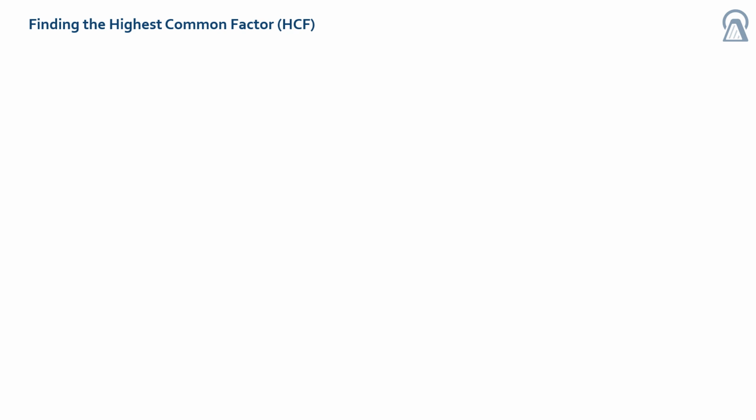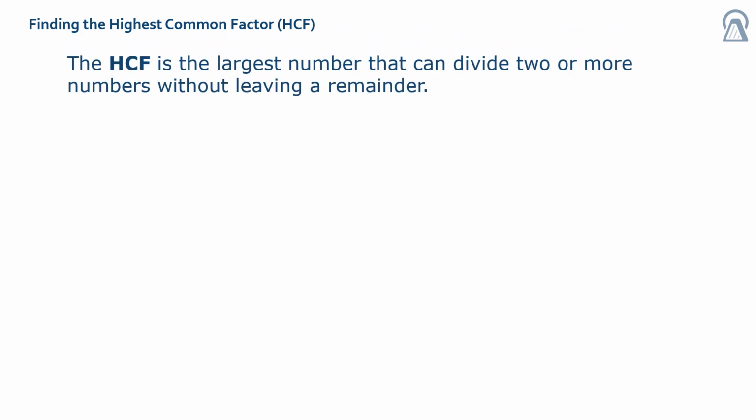Now that we know the difference between a factor and a multiple, let's move on to finding the highest common factor, often referred to as HCF. This is the largest number that can divide two or more numbers without leaving a remainder. There are a few ways to find it, but one of the most effective methods is to use prime factorization. This is usually easiest done by creating a prime factor tree, and then using that to identify the prime factors.